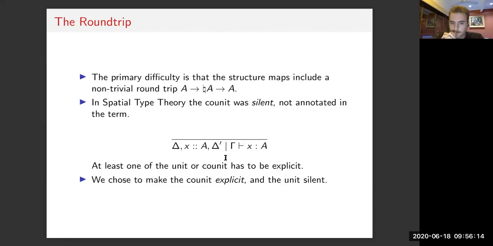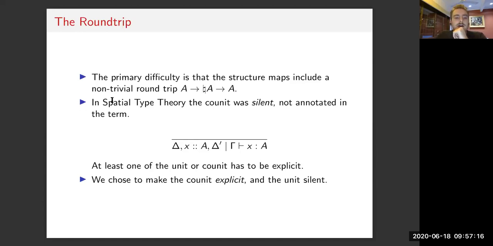There's a difficulty in this setup which isn't present in the spatial type theory one, which is that there's a non-trivial round trip in the structural maps that the operation has. If you take the unit followed by the co-unit, in general, this is not the identity. If you think about what this map is doing in terms of parameterized families, we've got some general parameterized family, and this composite is the identity on the base space of the family. But then in each fiber, in each pointed space, it's taking the entire thing and mapping it to the point of that fiber. So that's definitely not the identity in general. So we need to take this into account.